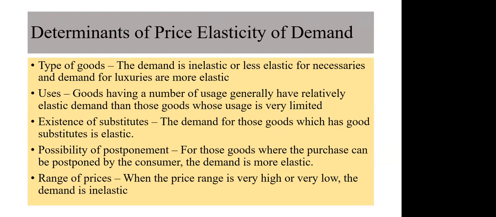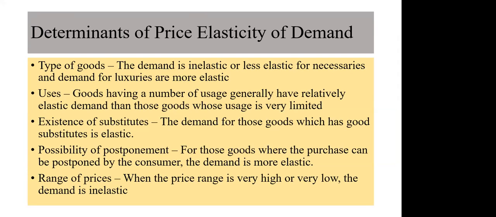Second one is usage. When a good can be used in a number of things, it has a relatively elastic demand. Example, suppose milk's price went from 20 to 50. Previously, you were using milk for making tea, for drinking milk, or maybe something or the other. But now when it becomes so costly, you will maybe only use it for drinking. You will not use it to make coffee, tea, and other purposes.